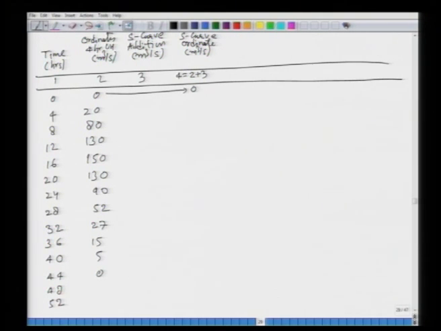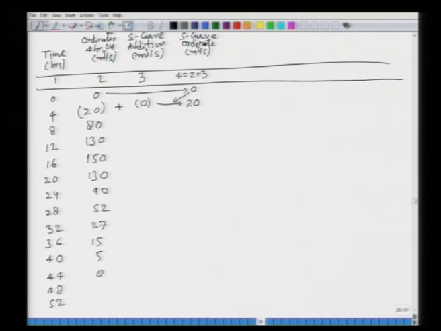We can do that easily, and then what we do is we transfer this ordinate to the previous column in the next entry. So, you can transfer this 0 in the third column just after 20. Then you do column 2 plus 3, that is this one plus this one, and this will go here. So, what is it? This is going to be 20.